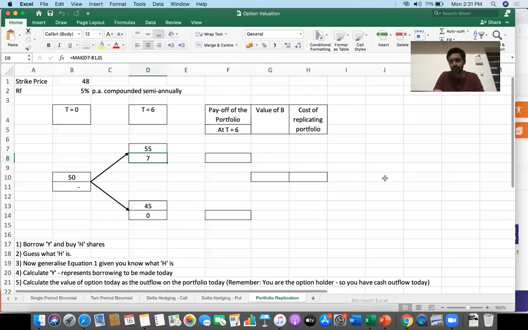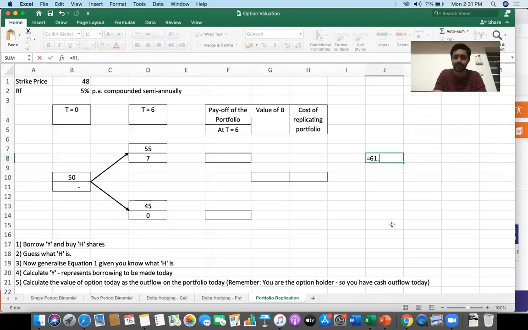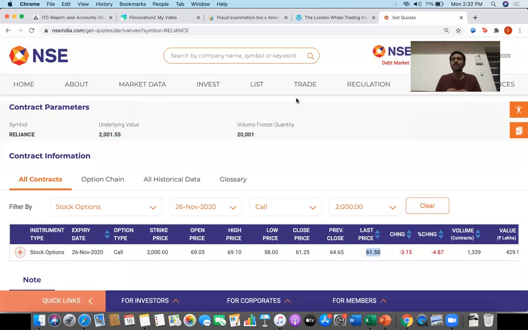Let's, for the heck of it, calculate what 61.5 divided by 2001 is. It's about 3%, which is slightly greater than 2.5%. 2.5% would have been equal to 50 rupees. So I just have to pay 3% of the actual underlying exposure to get a benefit.